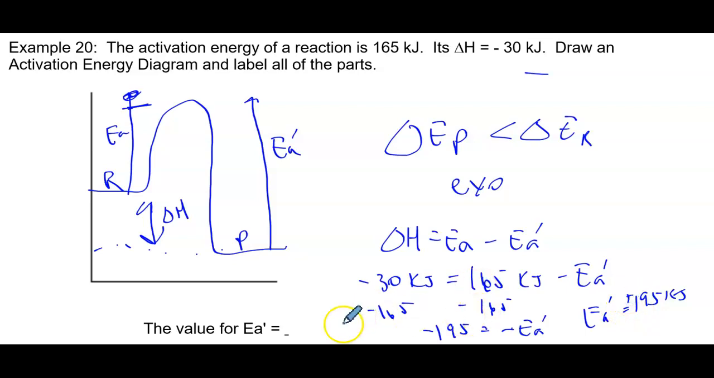That concludes example 20. So what did I include? I included the 5 parts, the proper sketch. I know it's exothermic because it's negative delta H. I used this to justify why I knew it was exothermic based on my diagram. And then I calculated for E sub A prime using the fact that we know delta H is equal to E sub A minus E sub A prime. Plugged in my values, did proper math, and got a value of 195 kilojoules of energy.